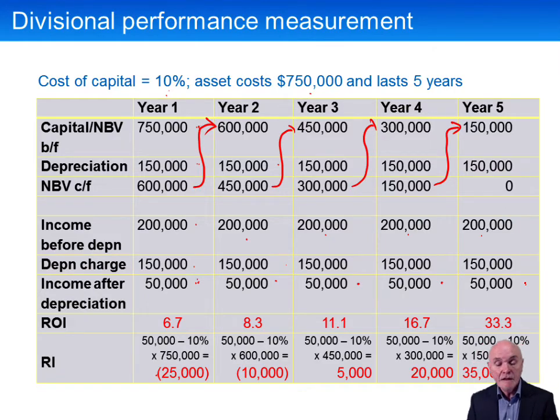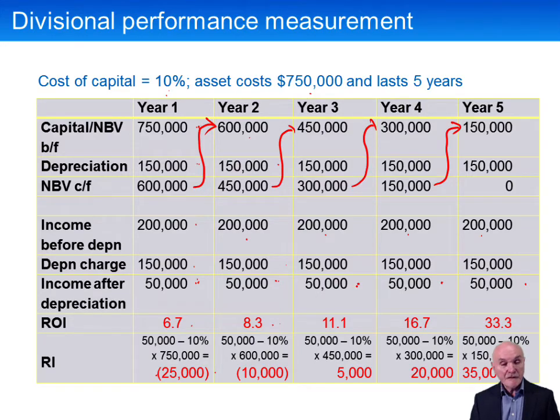However, in the second year, the capital employed is less, and the return on investment is going to be the 50,000, the income after depreciation, divided by 600. It's going to be 8.3%. And the residual income is going to be 50,000 less 10% of 600,000, which is going to be minus 10. So we've improved. Our return on investment has gone up from 6.7 to 8.3. Our residual income has gone from minus 25 to minus 10. We'll just do one more.